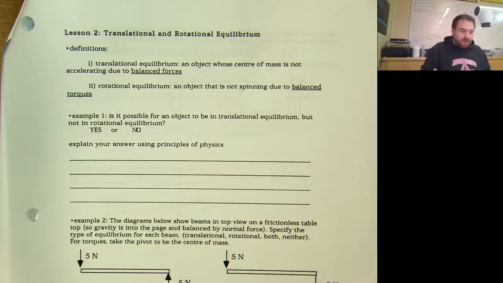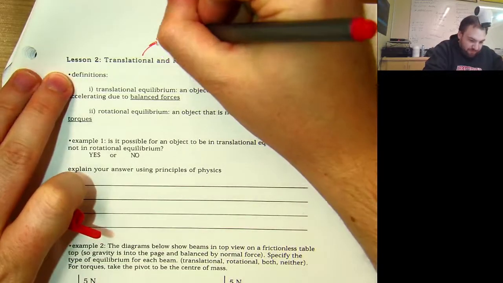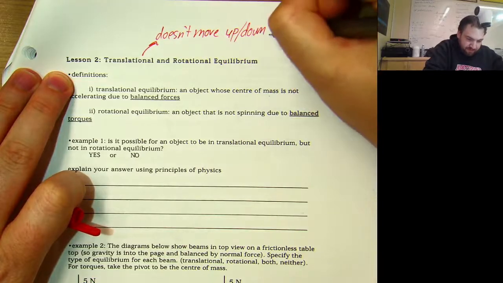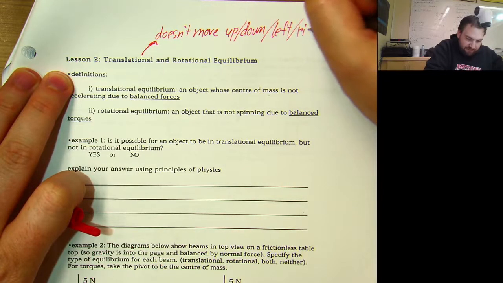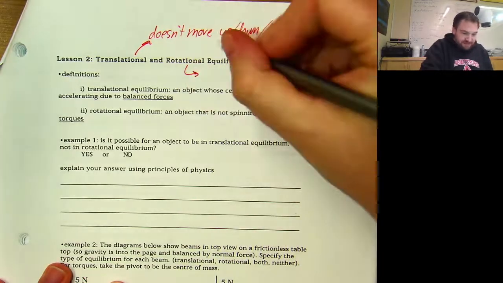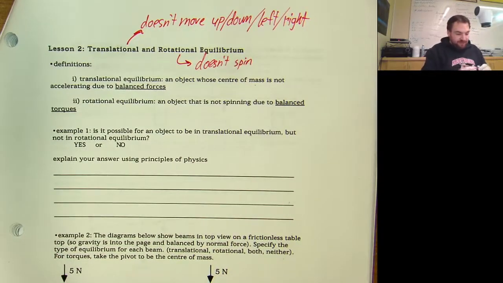We're going to combine the stuff that we looked at with torque with translational equilibrium, like the forces up and down being balanced, forces left and right being balanced, and see how they apply to a whole bunch of different kinds of problems. So here we go. Translational equilibrium doesn't move up, down, left, or right. That's what translational movement is. Rotational equilibrium doesn't spin. So you want to look at objects that have both sets of equilibrium and see how that happens.